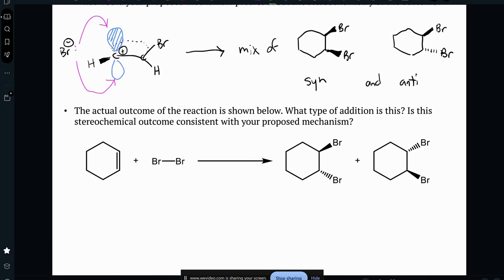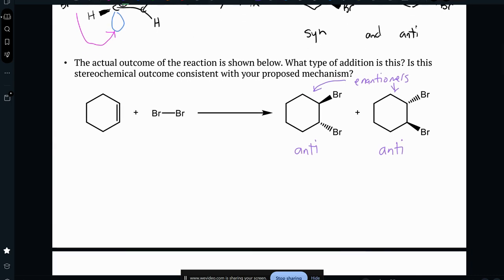Turns out when you go into the lab and you run it, you only get one set of products. These two products are enantiomers, but notice they are both anti-additions. So when you run this reaction, you only get anti-addition, no syn addition. Okay, what that means is we need a new mechanism. When you get evidence that's inconsistent with your mechanism, you have to say, okay, our mechanism isn't correct, so we need to come up with a new one that can explain why we're seeing only anti-addition here.